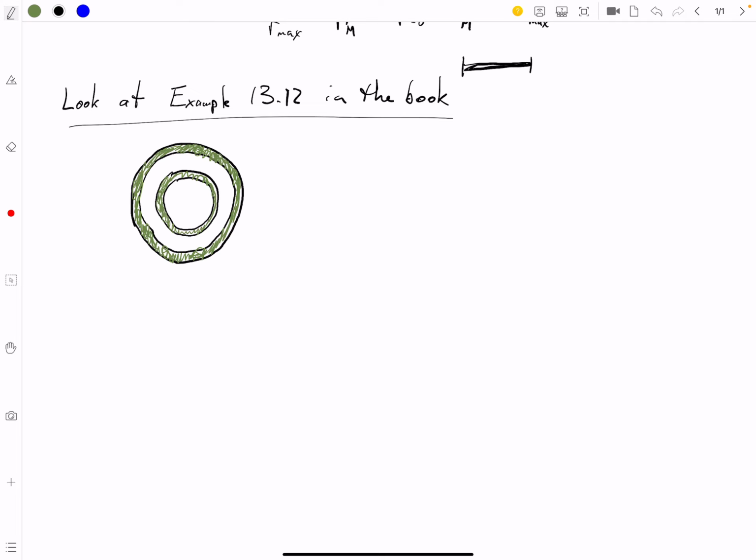Okay, so what do we have? We have a radius RA to the inside. Point A. Okay, and then we have another point B here. That's radius RB. And then we have another point outside, point C. So we've got the three places.